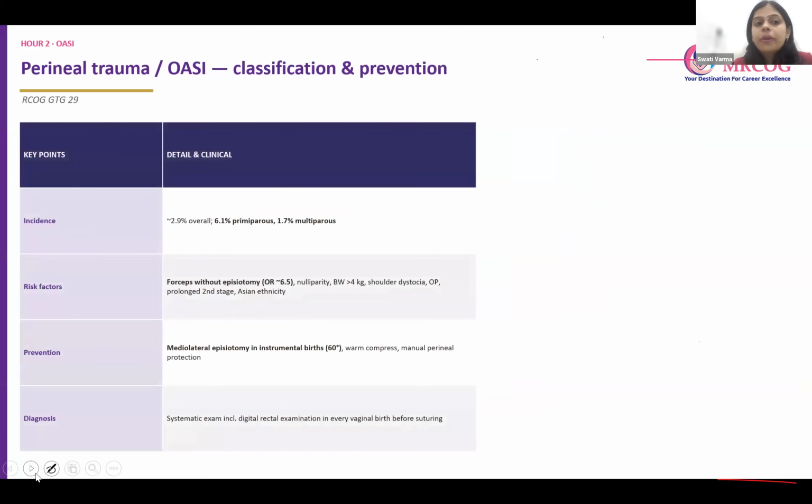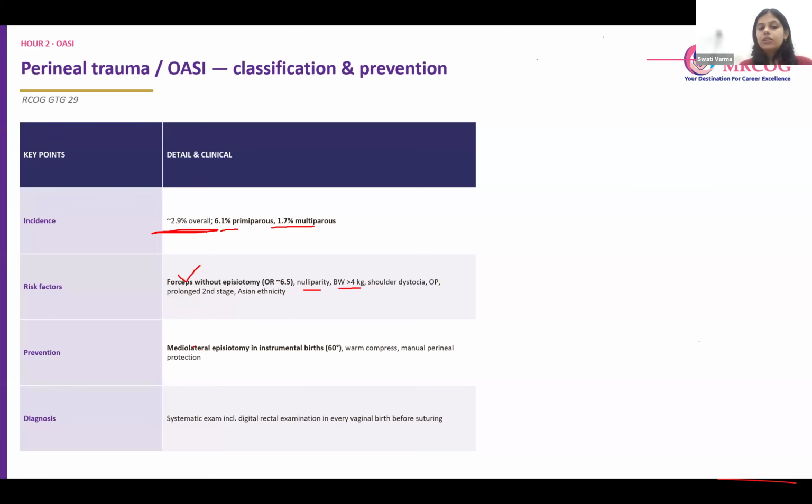Now coming to another important topic, that is perineal trauma or OASI. Regarding classification and prevention, the incidence is overall 3%, 6% in primips and approximately 2% in multips. So the incidence is quite high in primips. Risk factors: forceps without episiotomy, where the odds ratio becomes high, 6.5. Nulliparity, birth weight more than 4 kg, shoulder dystocia, occipito-posterior position, prolonged second stage, Asian ethnicity, all these predispose the lady to developing OASI more.